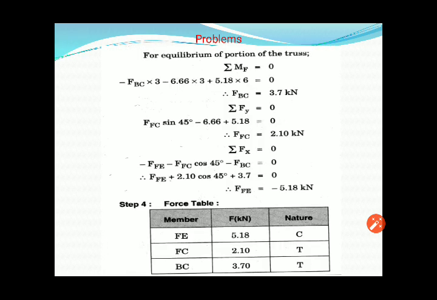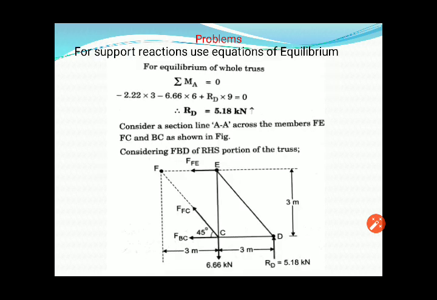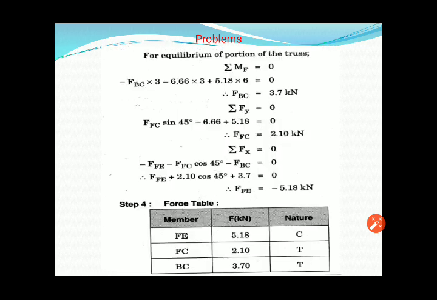So summation of moment about F equals to 0. So minus FBC into 3, 6.67 into 3, minus RD into how much? Into 6. So you can look over here, which is equal to 0. So here you get the value of FBC. I got the value of FBC.